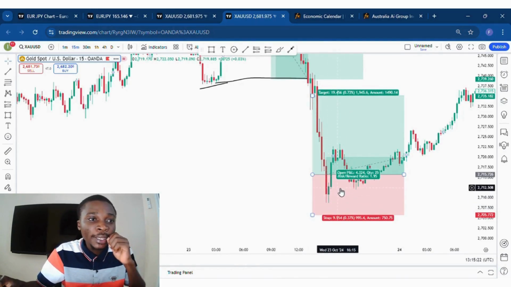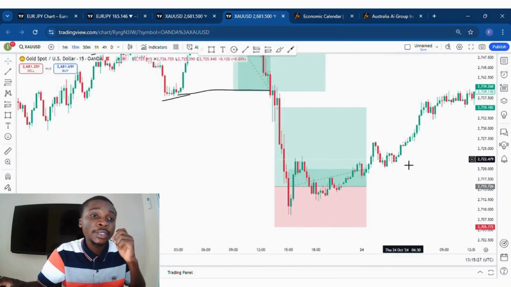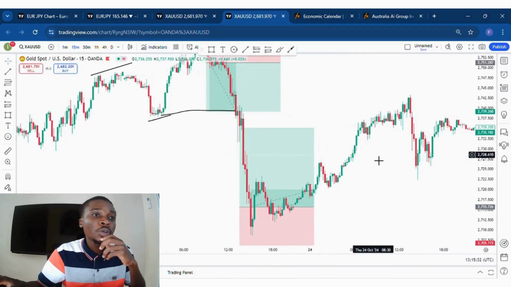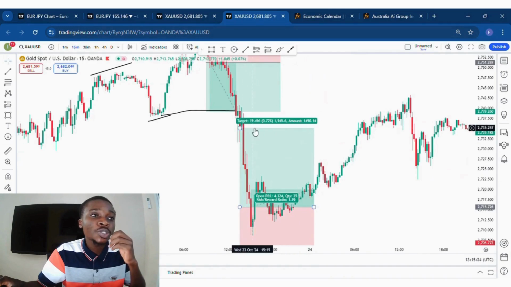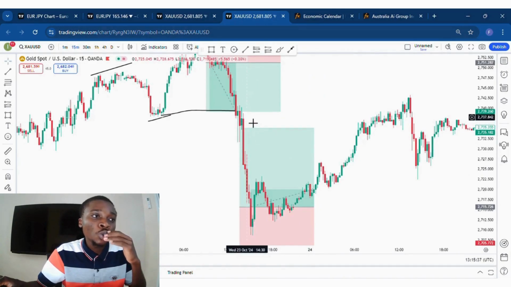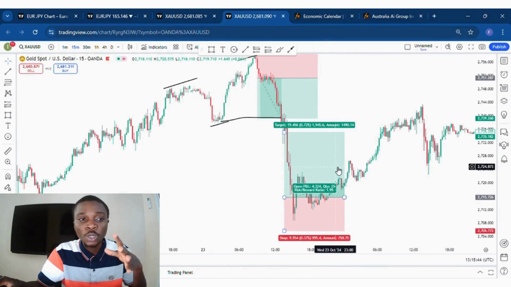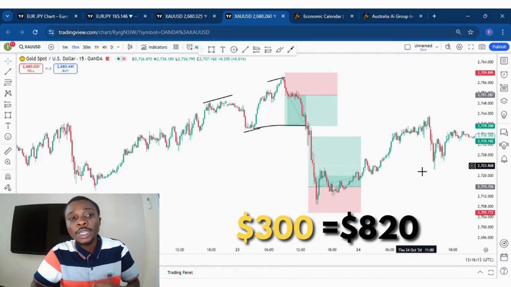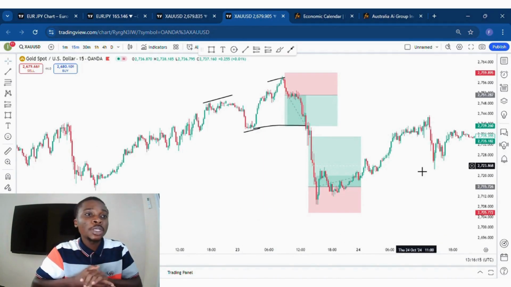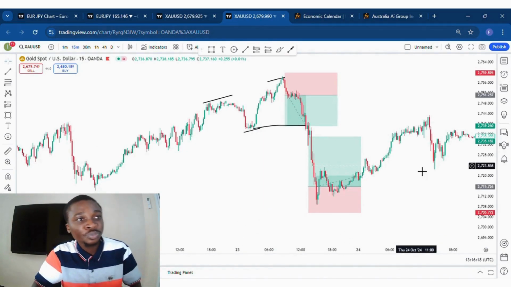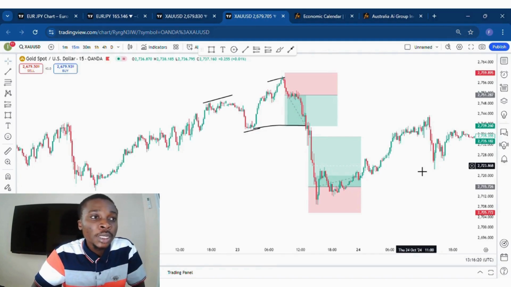Immediately, price started uptrending, forming higher highs and higher lows. Price was uptrending right up to almost the demand zone, and then I took my profit at this point and went out of the trade. I made $360 something on this trade. I was able to turn $300 to $820 scalping a simple supply and demand trading strategy using the 15 minutes time frame.